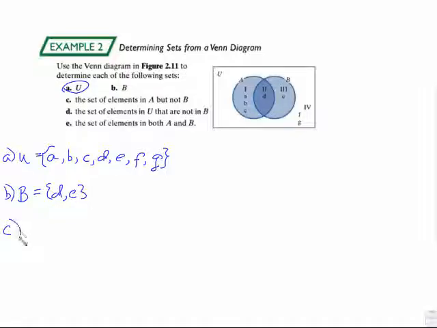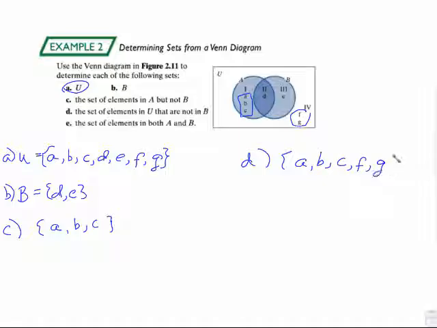All right, part C is asking for the elements in A, but not in B. So this is all of my A, which is A, B, C, D, but D is also located within set B, so I cannot list D. So this is A, B, C. Part D asks for the set of elements in U that are not in B. So what's inside this whole rectangle that's not in B would be all of this and these two, but not in B. So this is A, B, C, F, G.